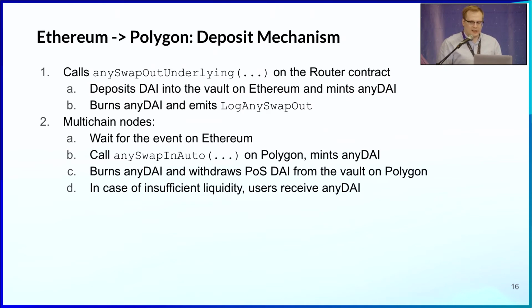And if on the other end, on Polygon, we get any DAI, but there's not enough POS DAI because everyone's holding onto the POS DAI, then we're sort of stuck with any DAI, which is not necessarily a problem because I can either swap that for POS DAI later when that becomes an option, i.e. when someone's willing to sell their POS DAI for this any DAI, or I could just bridge it back to the Ethereum mainnet and take back my DAI as I want.